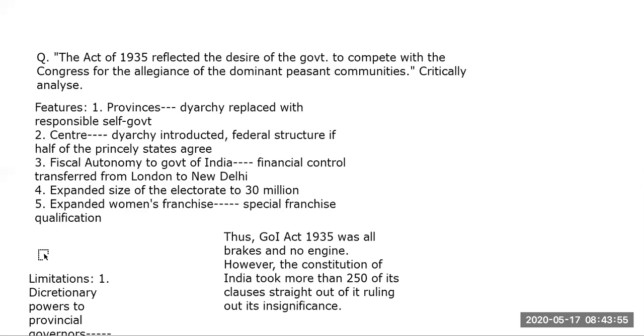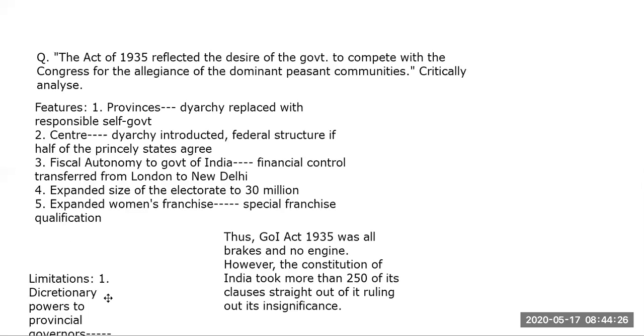But let's wait for the limitations of the Act to see whether this was a substantial reform or there were some other motives behind it. So though the electorates were expanded to 30 million, whether the electorate covered a substantial percentage of the population or not, let's wait and watch. The fifth is the expansion of the women's franchise. Women's franchise was also expanded, and certain seats were also reserved for women.